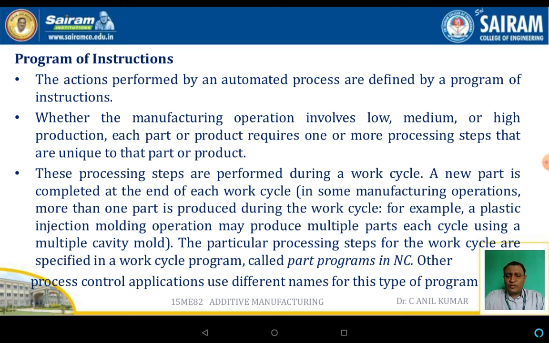The particular processing steps for the work cycle are specified in the work cycle program, called normally an NC program. Other process control applications use different names and as well as different types of programs.